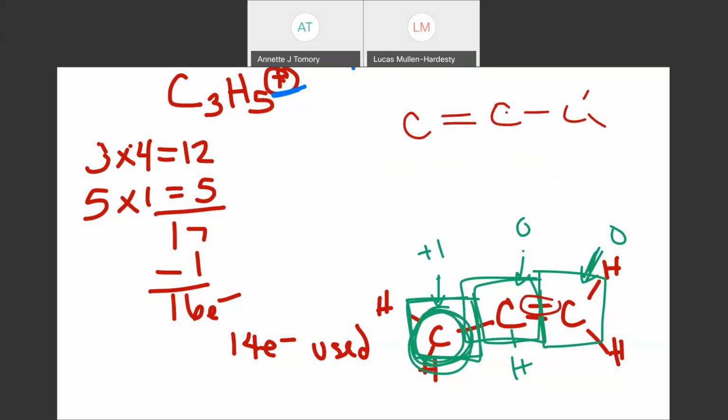You're sounding pretty confident about this now. Where's that formal charge going to be this time? It's going to be on the right one. There's my formal charge.